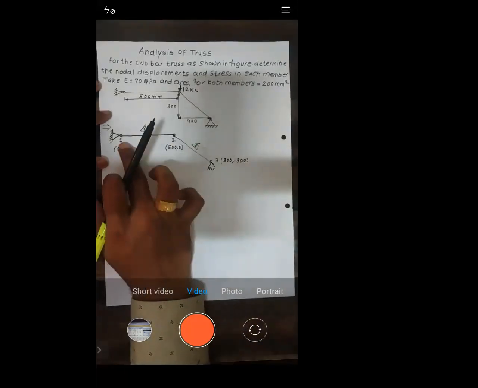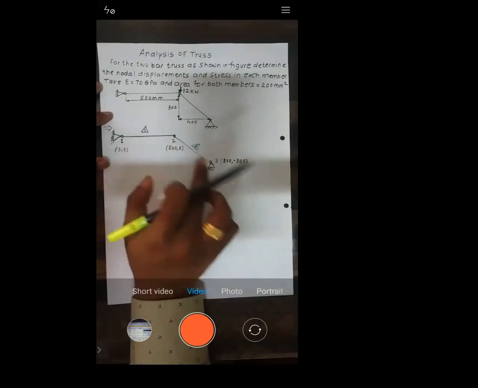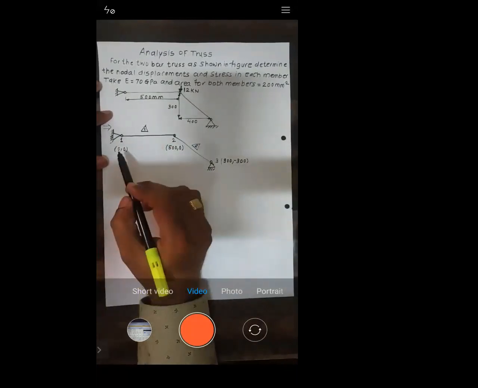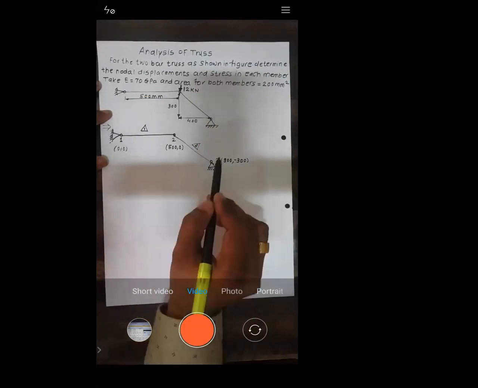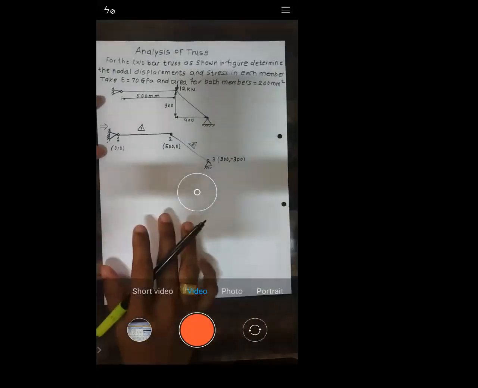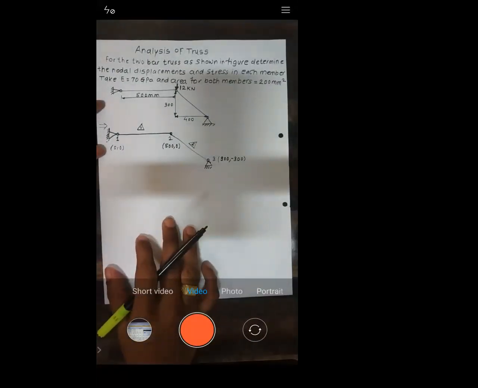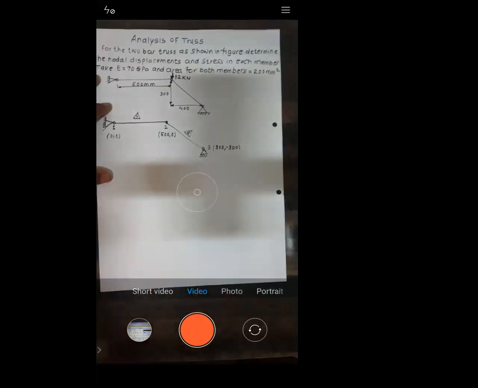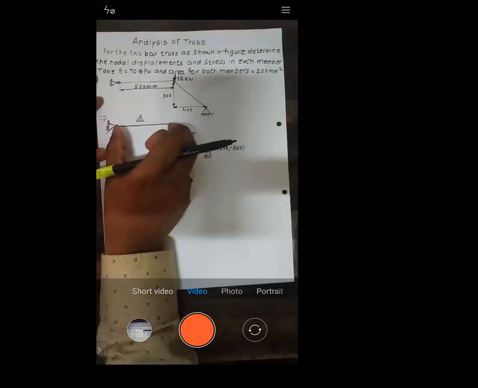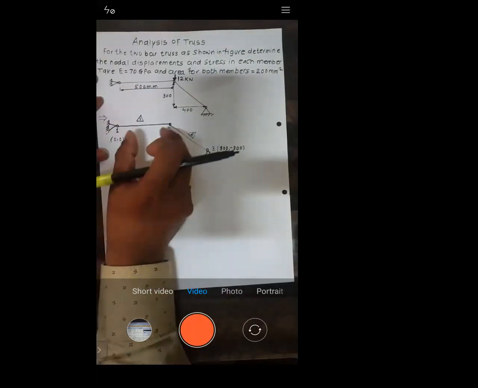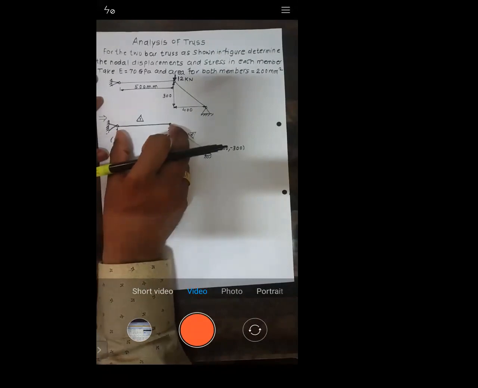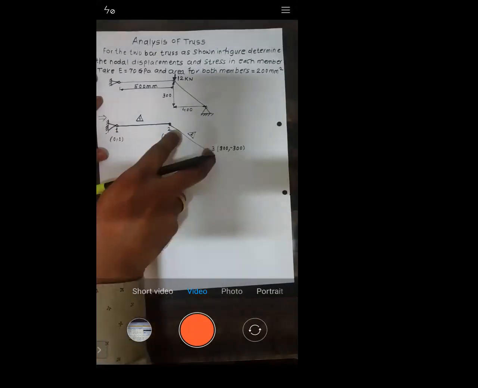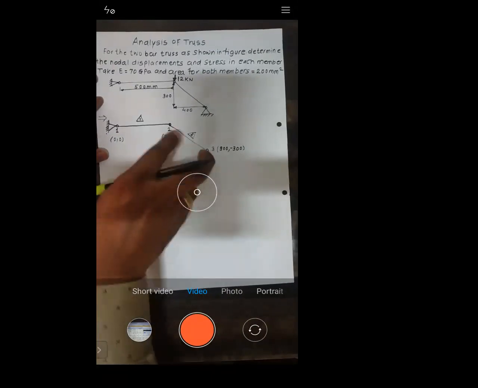Once we have finished with this, initially we assigned the elements, then we numbered the nodes, then we assigned the coordinates to every node. So the next step will be that you need to form one table. For that, what is the length of this element? It's 500. Now, what is the length of this element? Tell me.